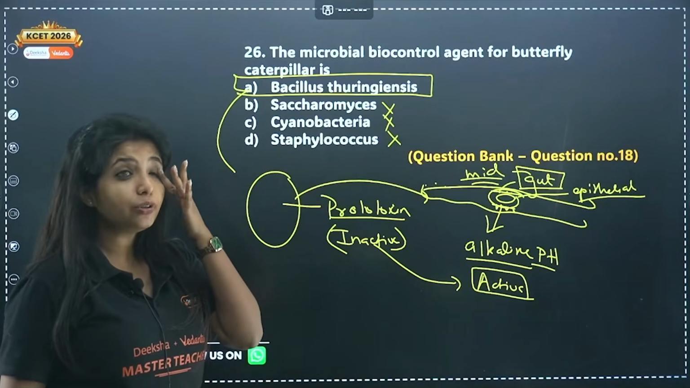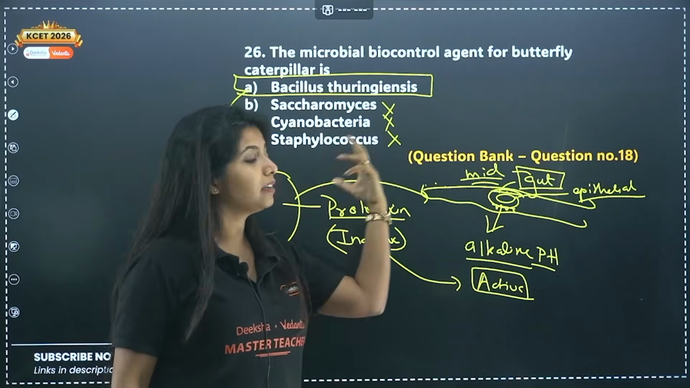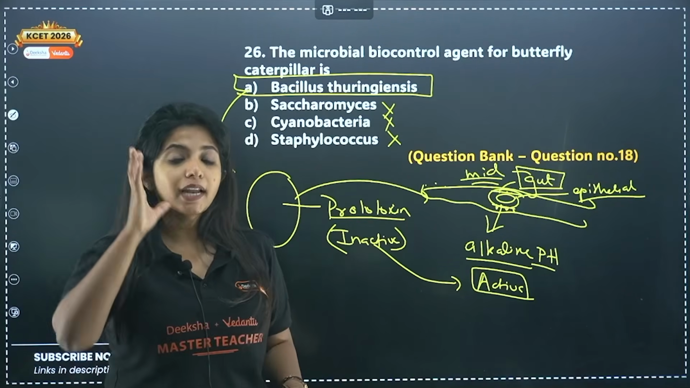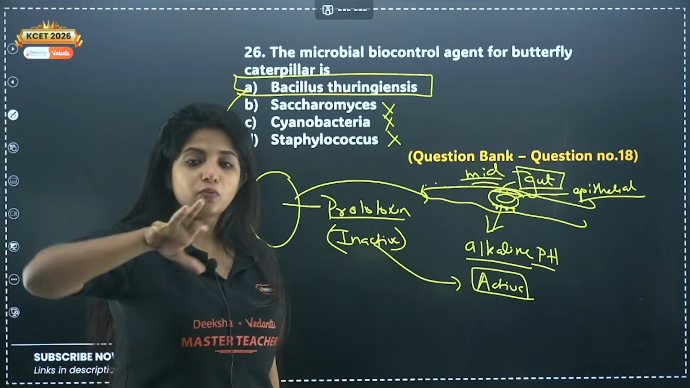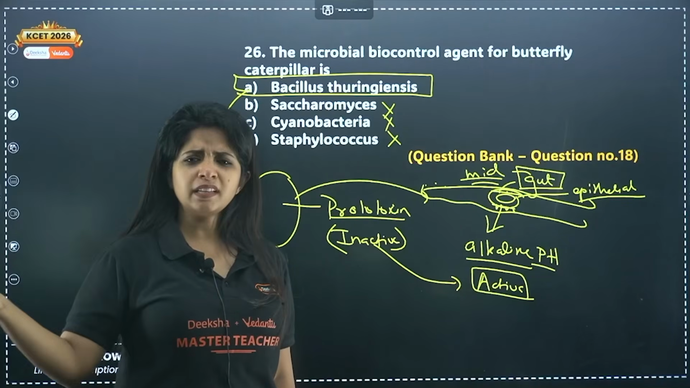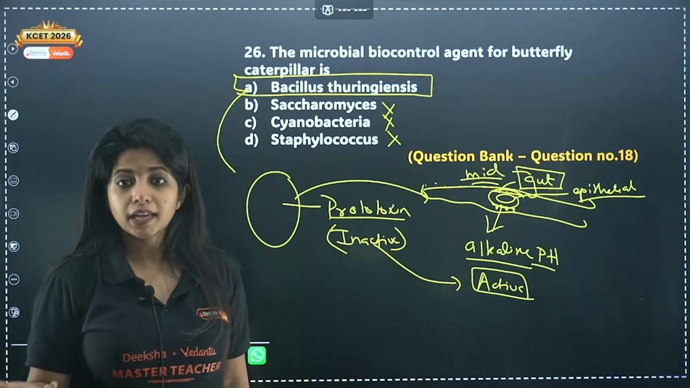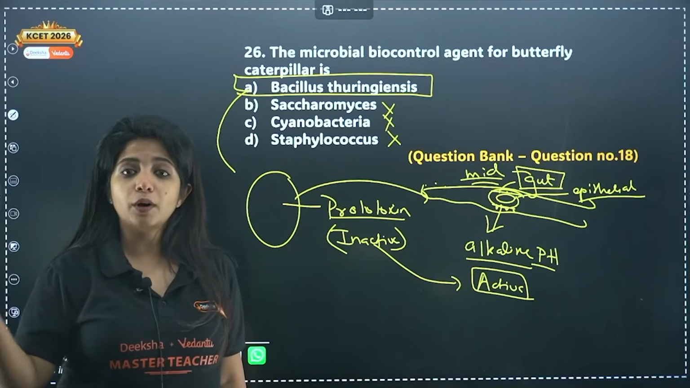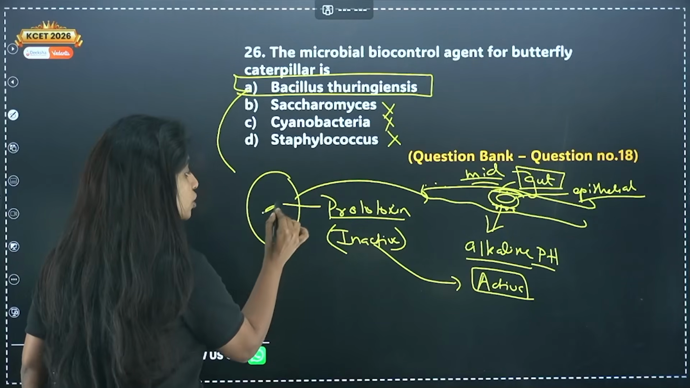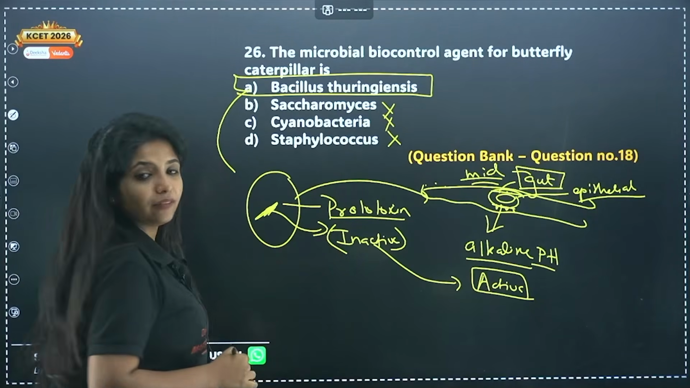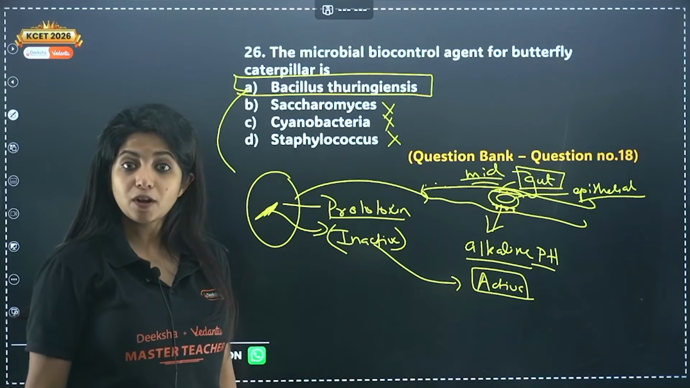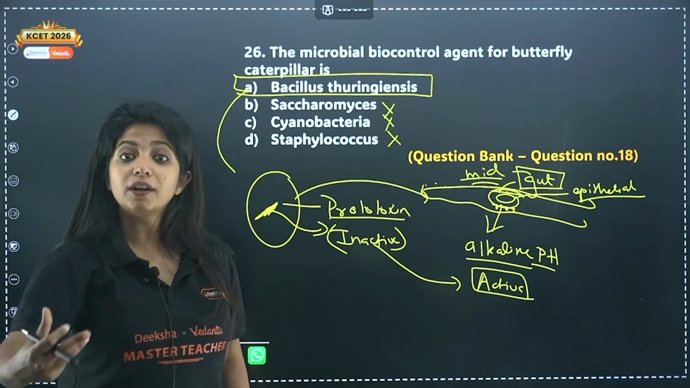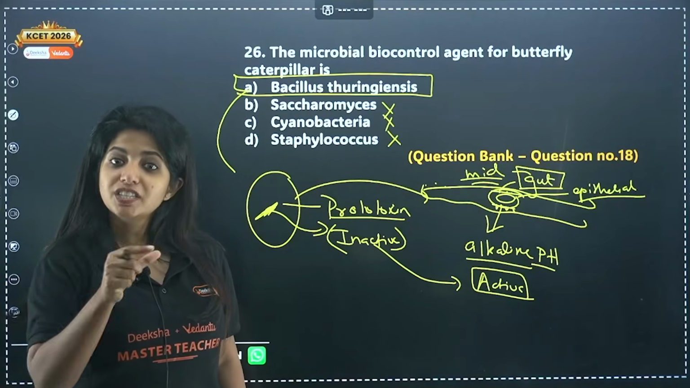Now, what do you do to get this bacteria inside this organism? One thing that can be done is to get the spores of this bacteria, mix them with water and spray it on the plant. Any organism which comes and eats it will die. Apart from that, you can do genetic modification. You can take the gene that produces this inactive toxin and put it inside the plant, so that the plant also produces the same toxin. That is how you get BT cotton, BT brinjal.